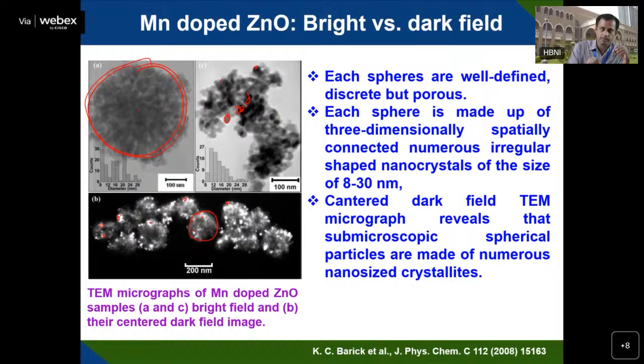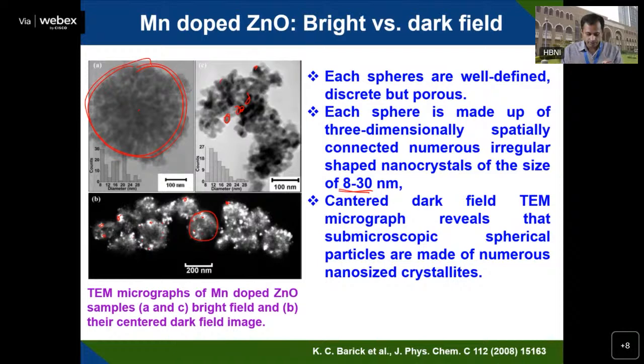You can see each dot is separated, indicating that multiple nanocrystals come together to form an assembled structure of about 200 nanometers, with each particle in the range of 8 to 30 nanometers. Those types of assembled structures can be analyzed by using this type of dark field image, where you are able to see each grain present.